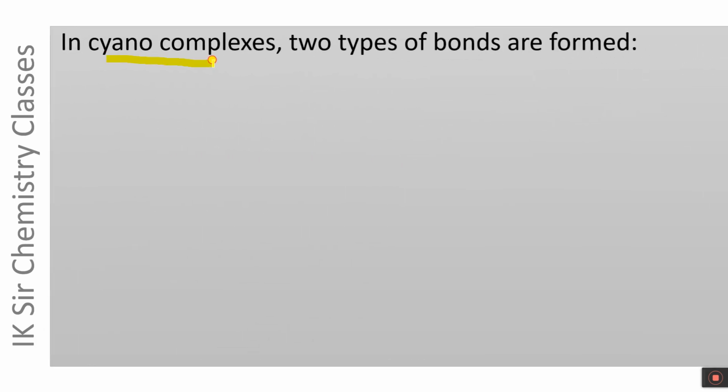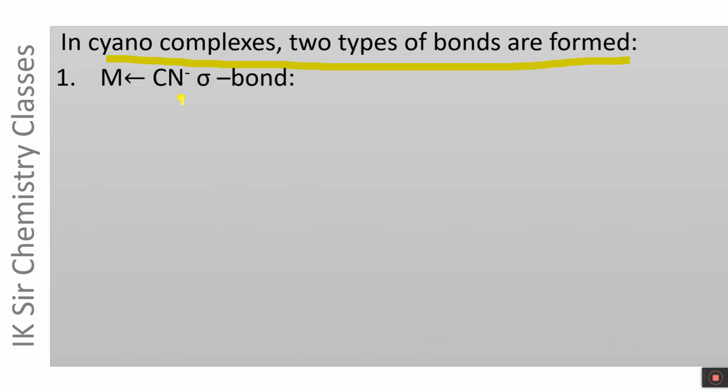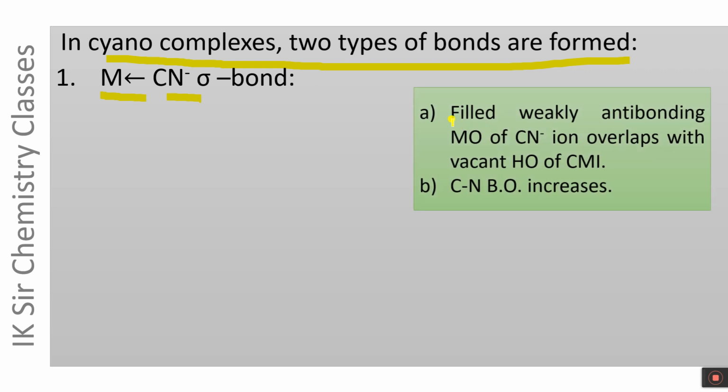In cyanocomplexes, two types of bonds are formed. The first bond is CN-to-M sigma bond. During the formation of this bond, filled weakly anti-bonding molecular orbital of CN minus ion overlaps with vacant hybrid orbital of central metal ion.